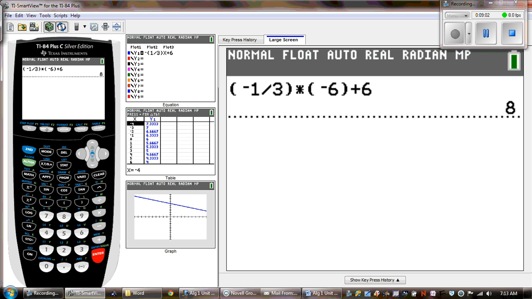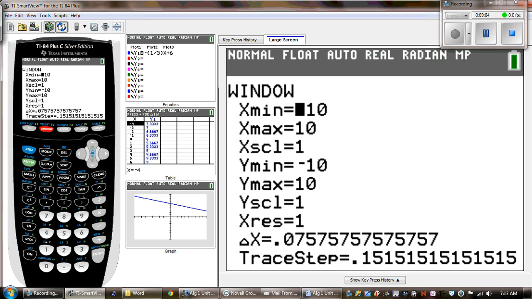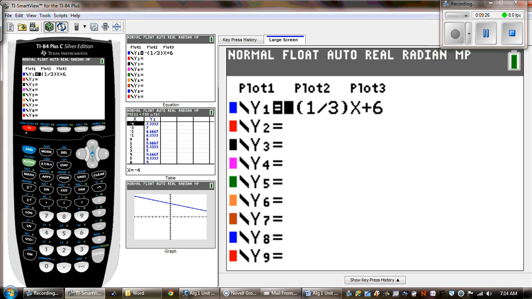The first thing that I'm going to do is I'm going to hit my window button and check to make sure that this is exactly what my window looks like. We've got -10, 10, 1, -10, 10, 1, and 1. Okay, so that's my window. So when I graph that, that's exactly what it looks like. I'm going to hit the y equals button, and I've already got the equation typed into my calculator. The negative sign in parentheses, 1 divided by 3. Then I hit the X button, plus 6.